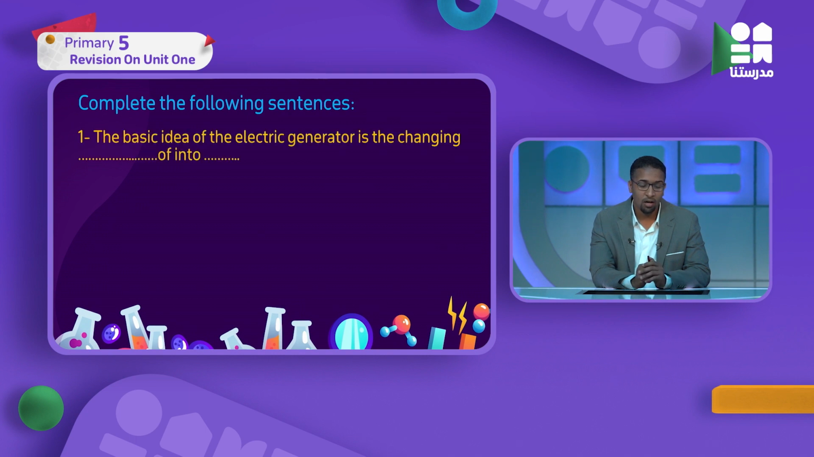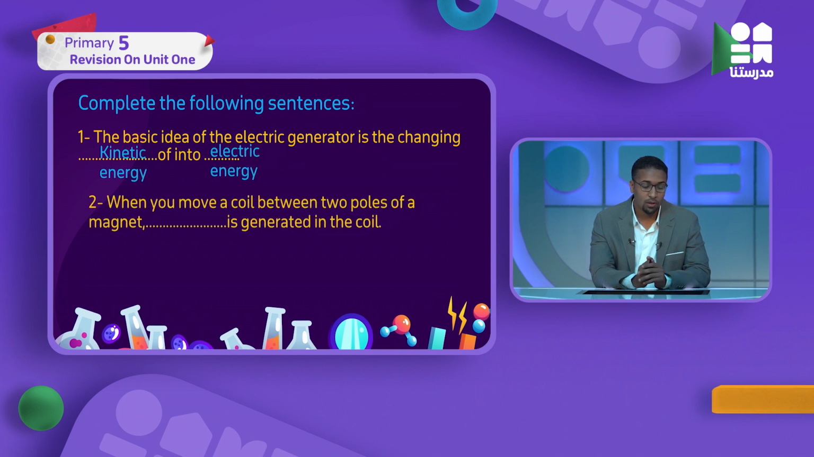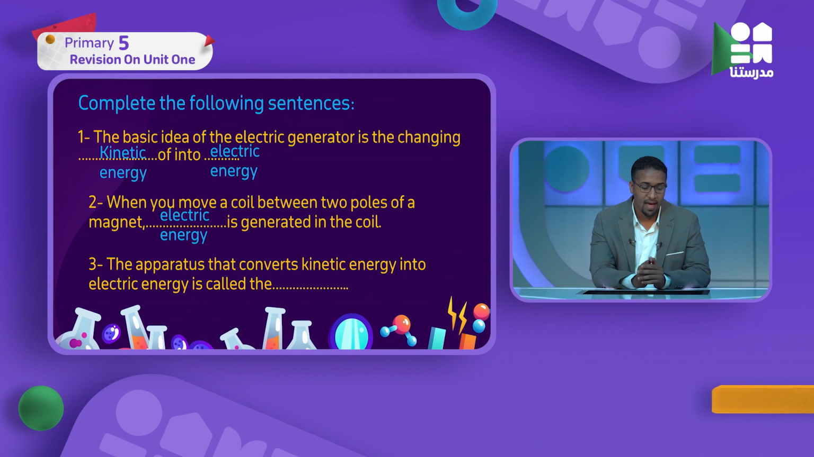The basic idea of electric generator is changing what to what? Electric generator: kinetic energy to electric energy. So the last one, when you move a coil between two poles of magnet, it generates what? Generates electric energy. Number 3, the apparatus that converts kinetic energy into electric energy is called dynamo.